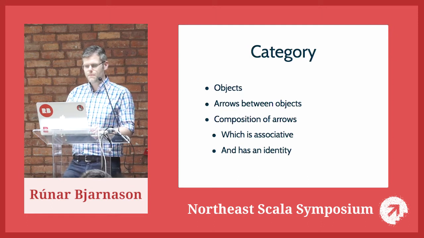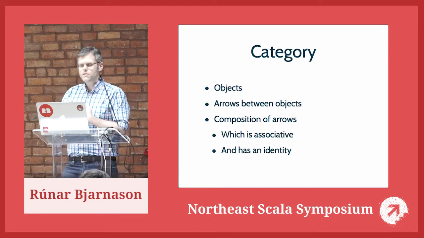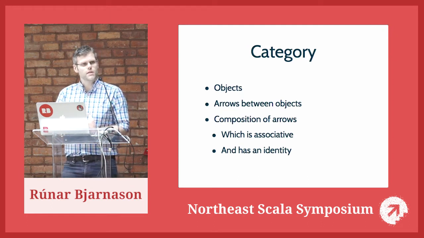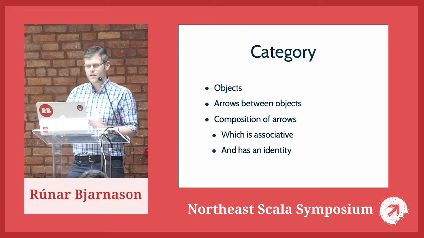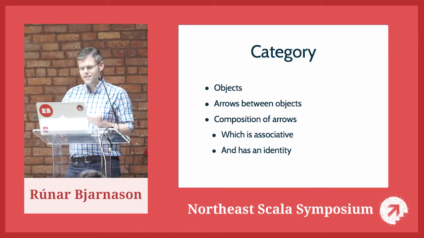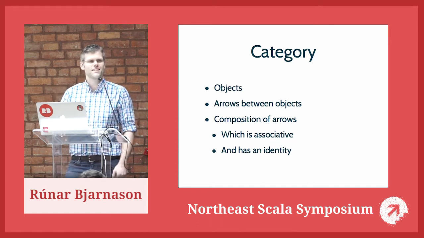So in general, a category has some objects. It has some arrows between those objects. It has composition of arrows, which is associative, and has an identity. And that's it. You now all know all of category theory.